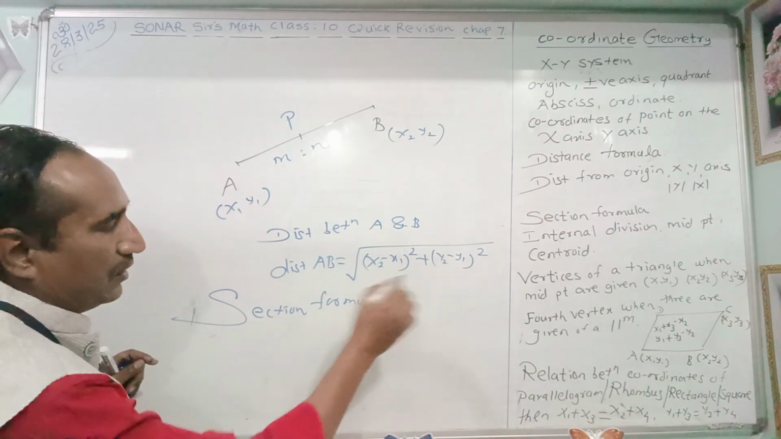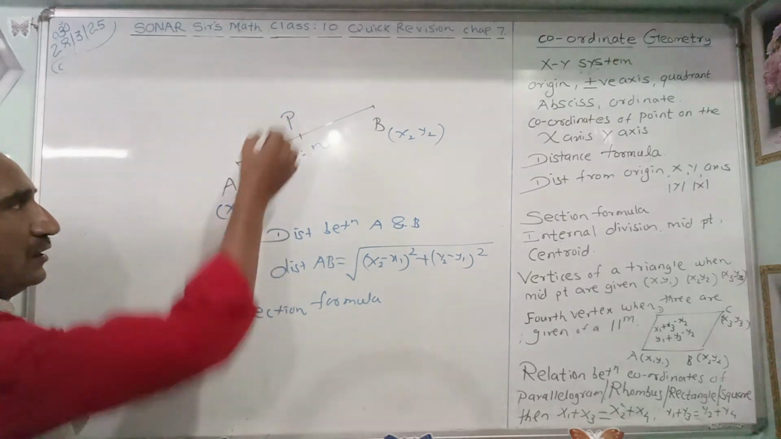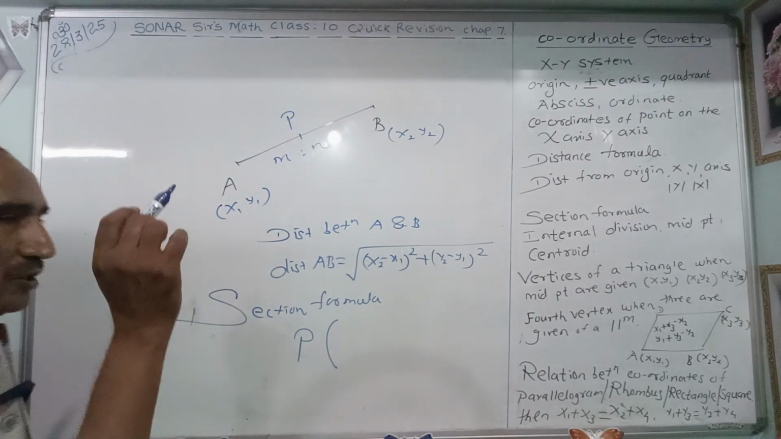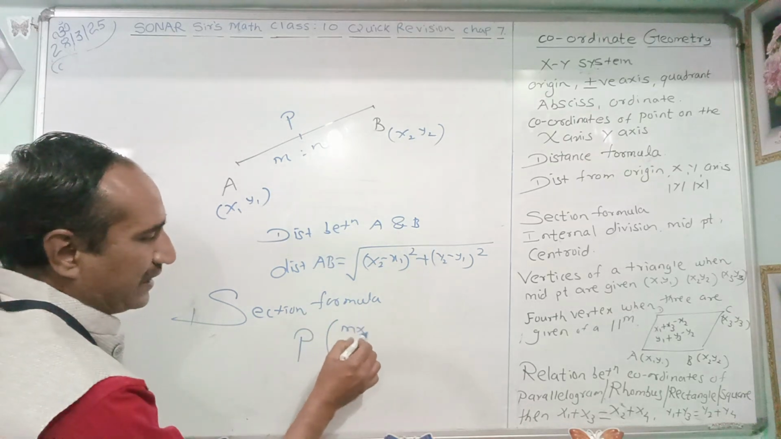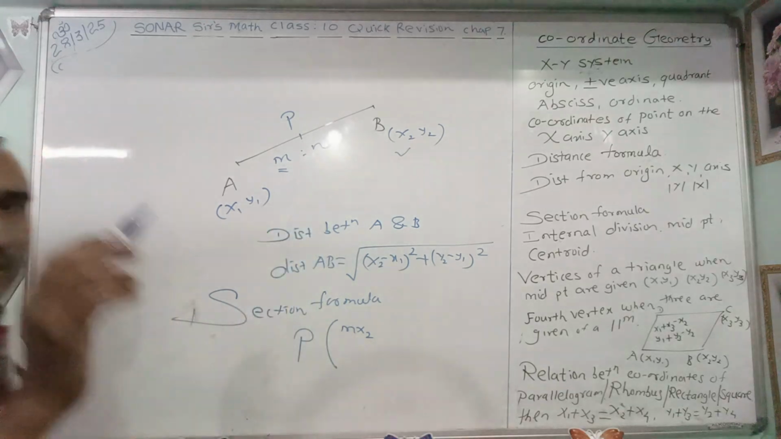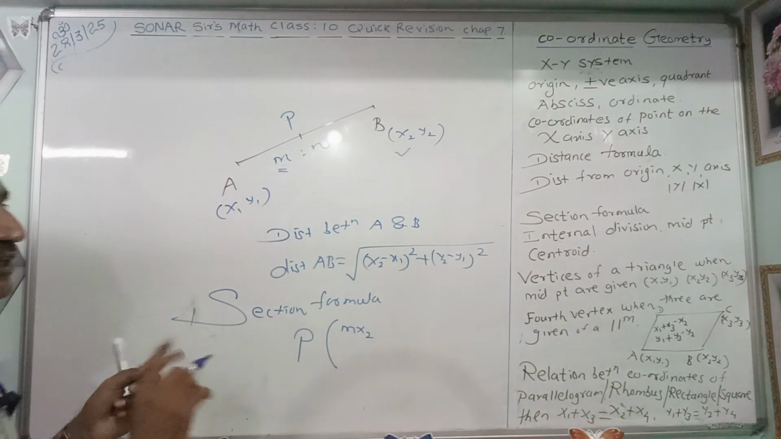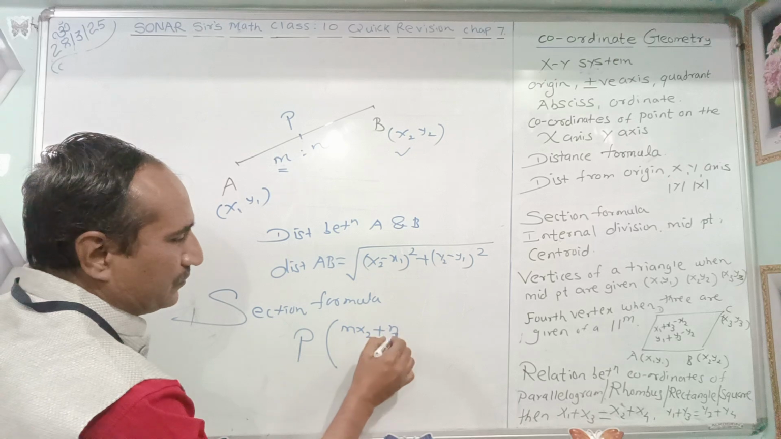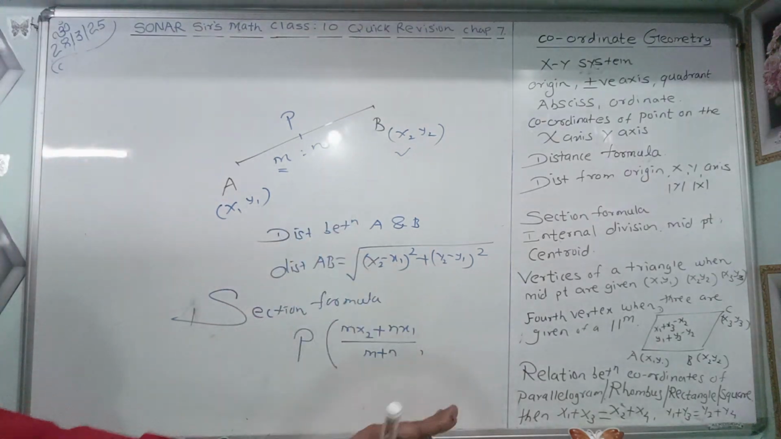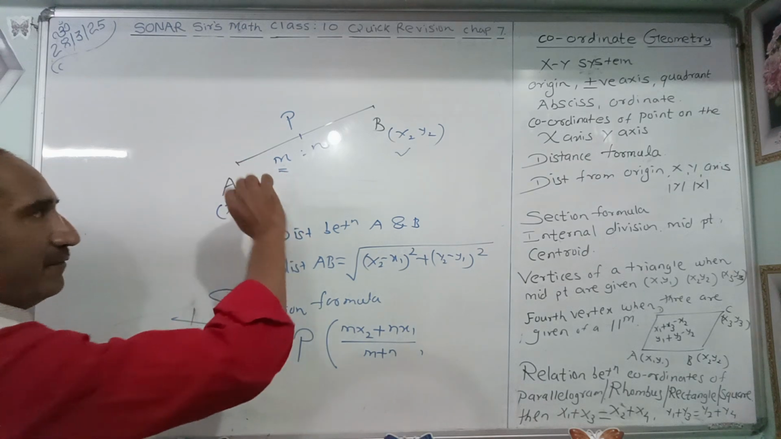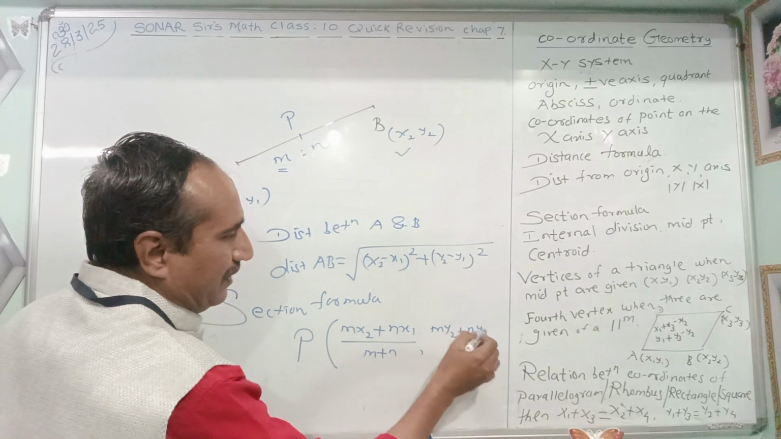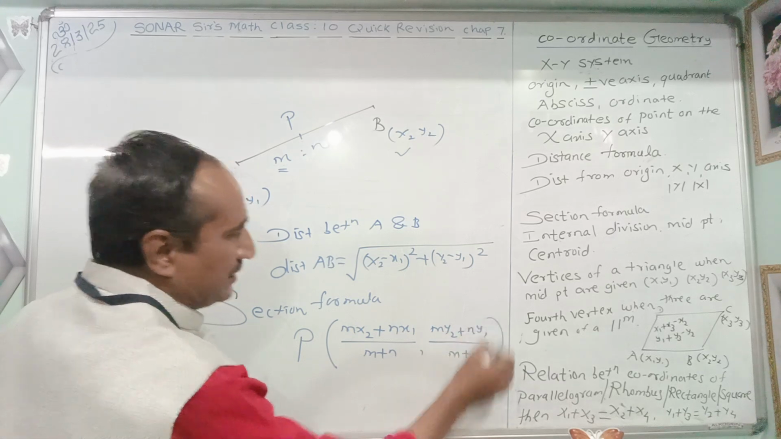So the section formula for internal division, the coordinates of this point P are given as, the order is fixed: mx2. If we are taking the m ratio, we have to take the x2 coordinate only. We cannot interchange the coordinates. mx2 plus nx1 upon m plus n. While finding the y coordinate, if we are taking m, we have to go for y2: my2 plus ny1 upon m plus n.